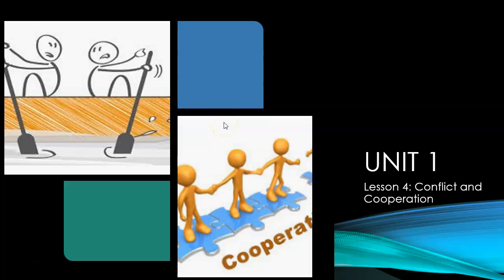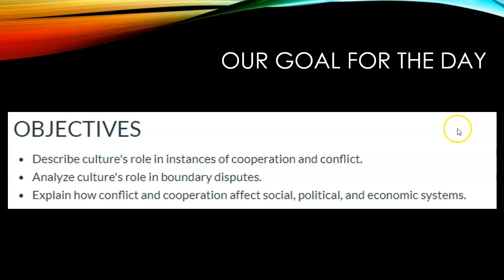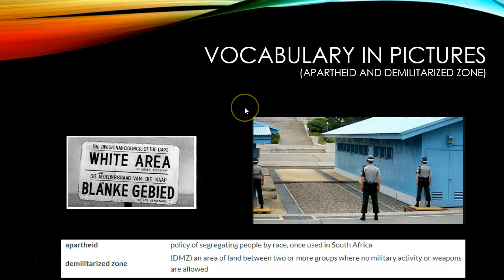This video gets us through lessons 4 and 5 on Unit 1. It's going to cover conflict and cooperation and settlement patterns. So here are our goals, our objectives. Here is some of the vocabulary that is used in this lesson. We've got apartheid and the demilitarized zone.